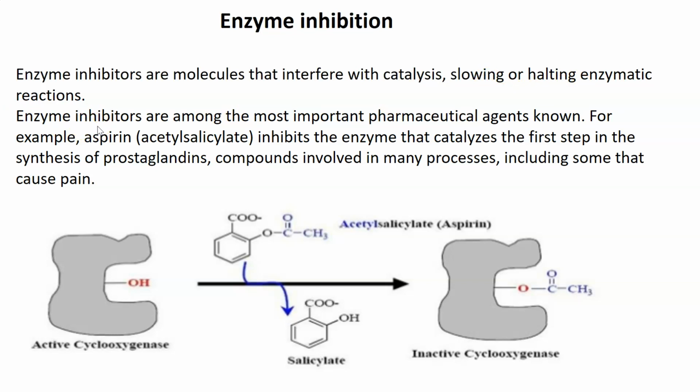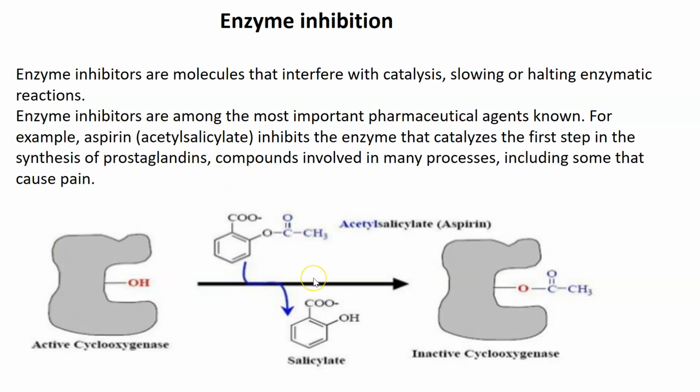The example that I've shown here is aspirin. We know that aspirin is a mild painkiller. How does it do that? Well, pain is mediated by inflammation, so if you can block inflammation, you can minimize pain. Inflammation is a complex process mediated by all kinds of chemicals, but prostaglandins are one of the major ones.